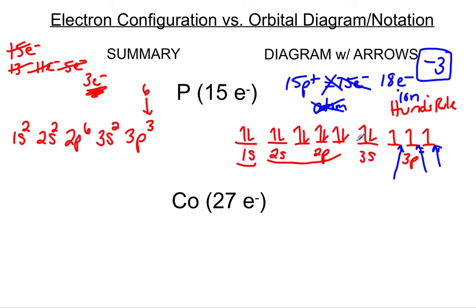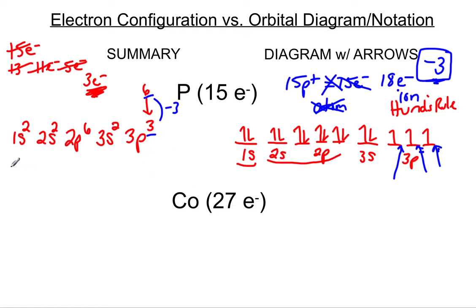So we're going to see over time that the orbital diagram makes it really easy for us to figure out what an atom's going to do to become more stable or to become an ion. So we summarize 3p3 over here. We know it should be 6, so we know that it needs to get 3 more negatives. So it's going to end up with a -3 charge. This is a little more obvious than this, but they still both kind of give us the same information. All right, let's look at cobalt now.